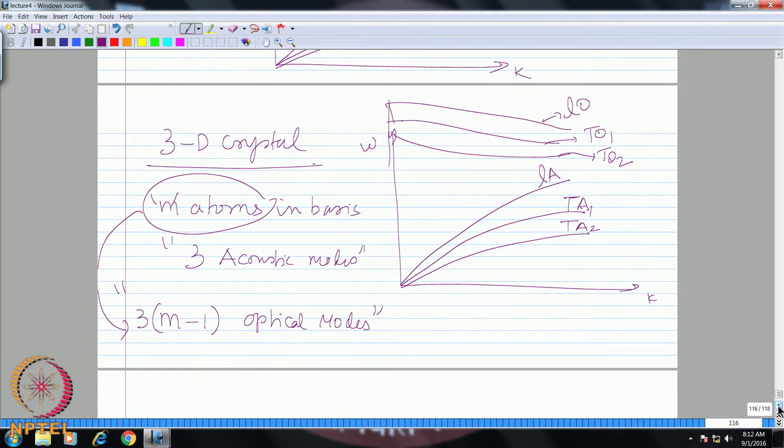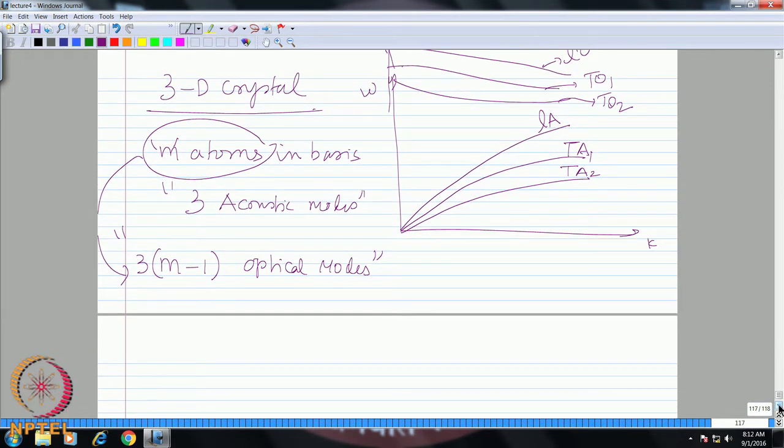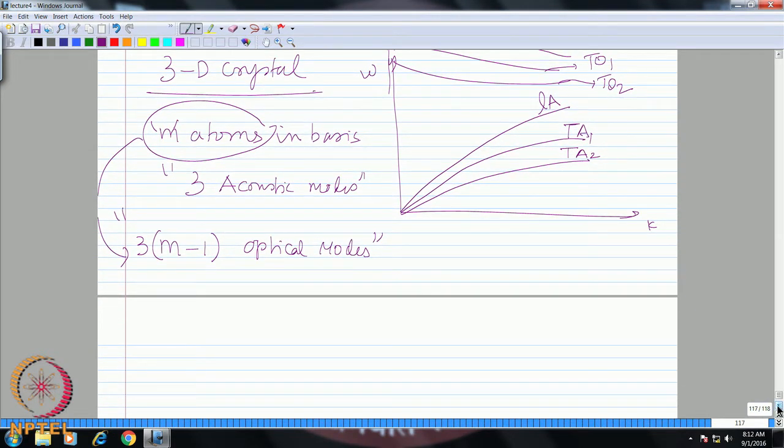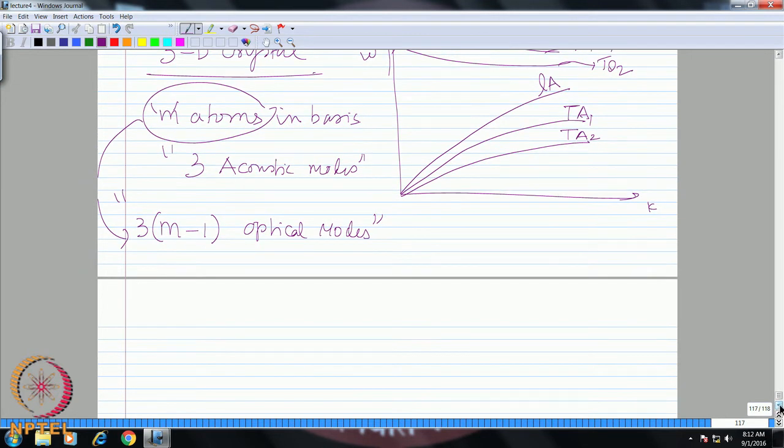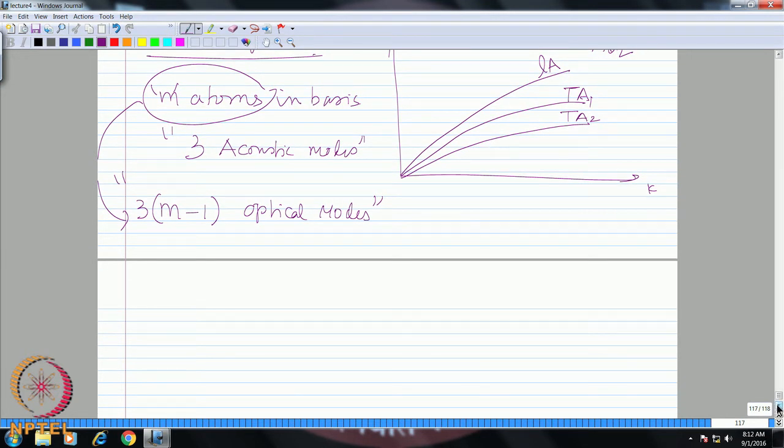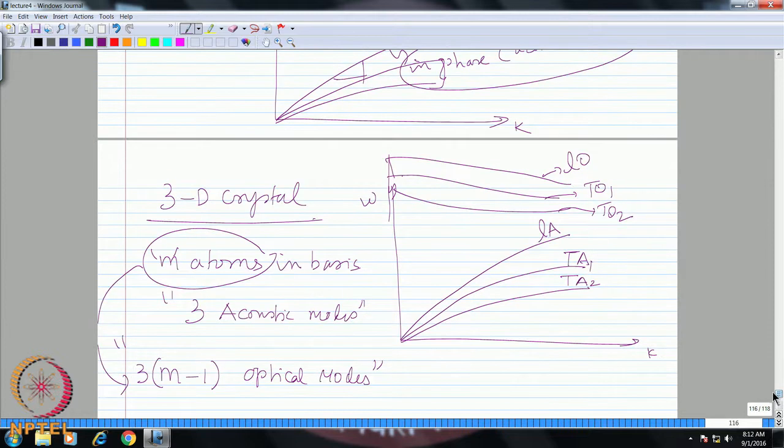So, the number of optical branches can be more than the acoustic branches. I have given you a thumb rule calculation for knowing how many optical branches are possible. So, all this is very good. Now, what we will do is, however, many times these actual dispersion curves are not used.